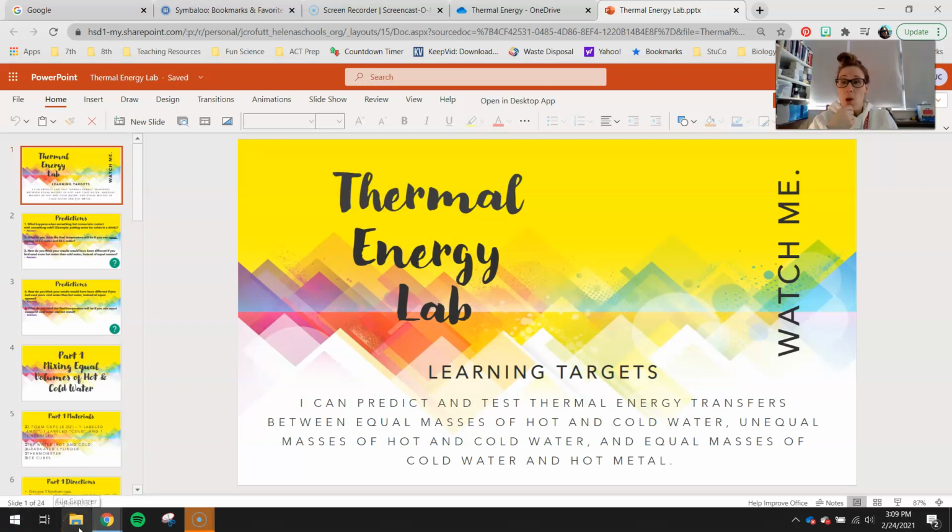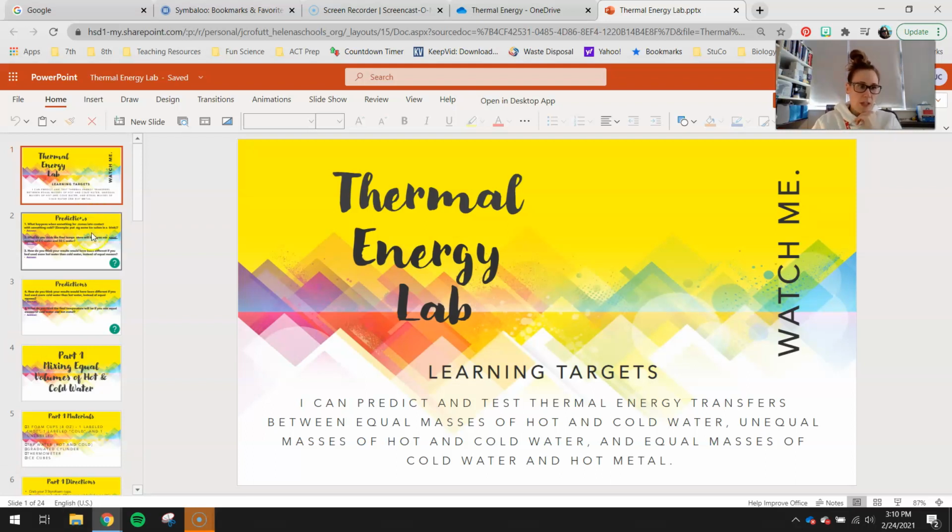So in today's lab, we're really going to look at energy transfers and how energy transfers differently between equal masses of hot and cold water, unequal masses of hot and cold water, whether we have more hot or more cold, and equal masses of hot and cold substances, but not necessarily the same substances like water. Okay, so I can predict and test thermal energy transfers between equal masses of hot and cold water, unequal masses of hot and cold, and equal masses of cold water and hot metal.